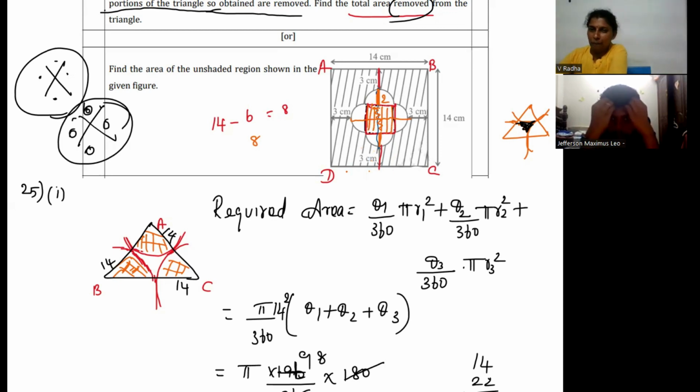So the radius of the circle is 2 and the side of the square is 4 centimeters. Very good. So now we can find the areas.